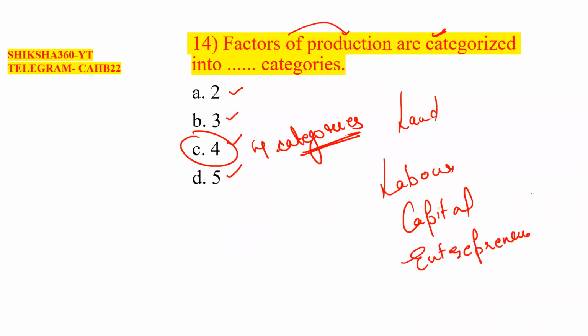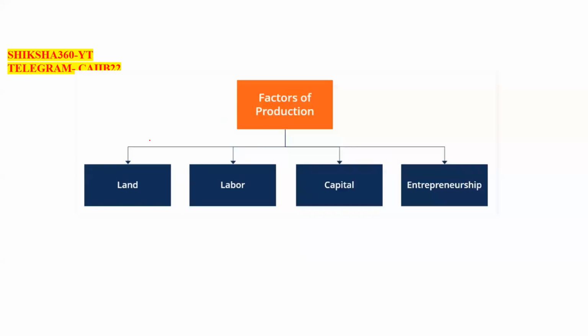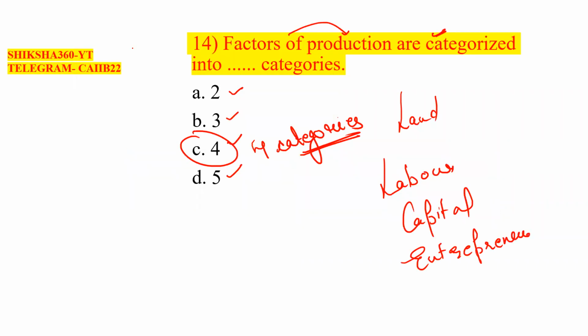So basically these are the 4 categories. There are 4 factors of production: land, labor, capital, entrepreneurship. Basically, factors of production are categorized into 4 categories: land, labor, capital, entrepreneur. So option number C is the answer.